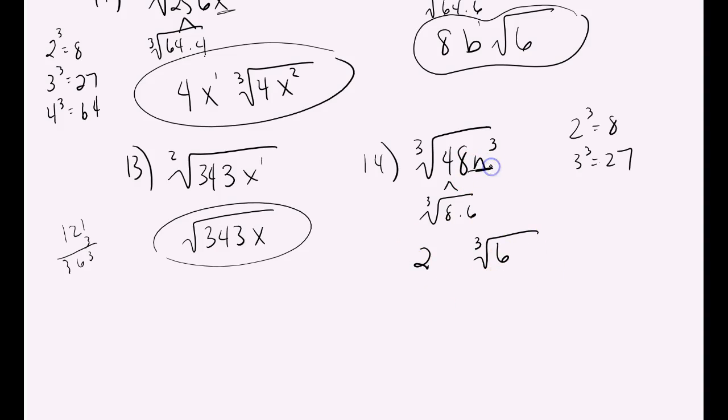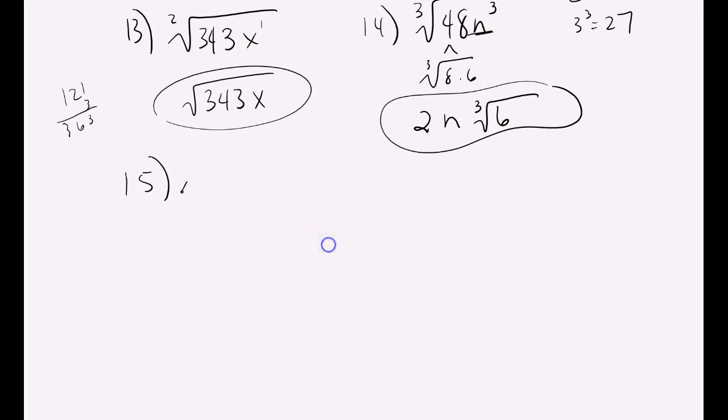And now we do the variable. 3 goes into itself once. So I pull one of them out. Nothing's left over, so nothing is underneath the radical. Number 15, the square root of 100b. This is a pretty easy one. The square root of 100 is 10, right? The square root of b, well, this is a 2, this is a 1, and 2 does not go into 1, so it's just the square root of b.